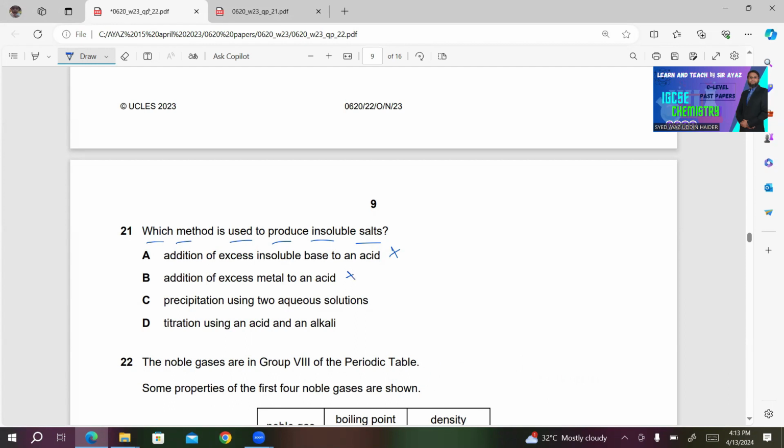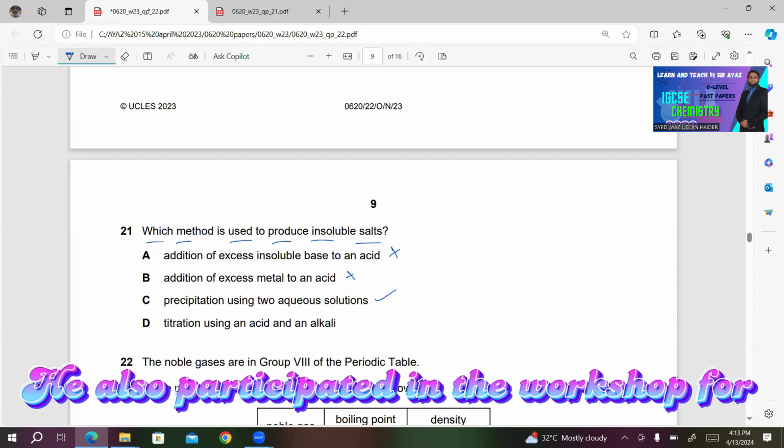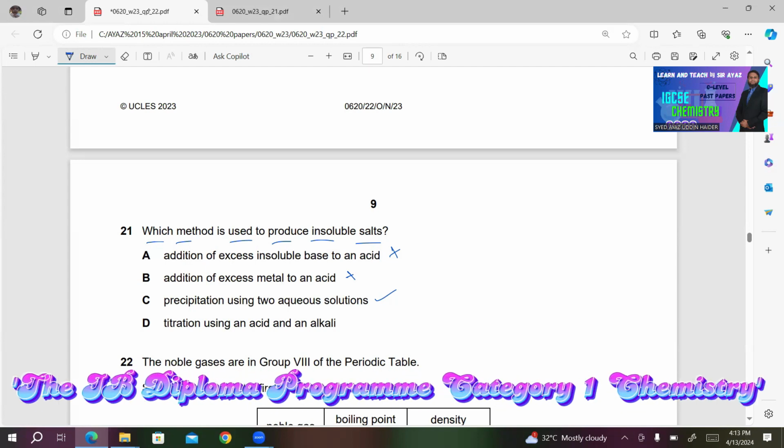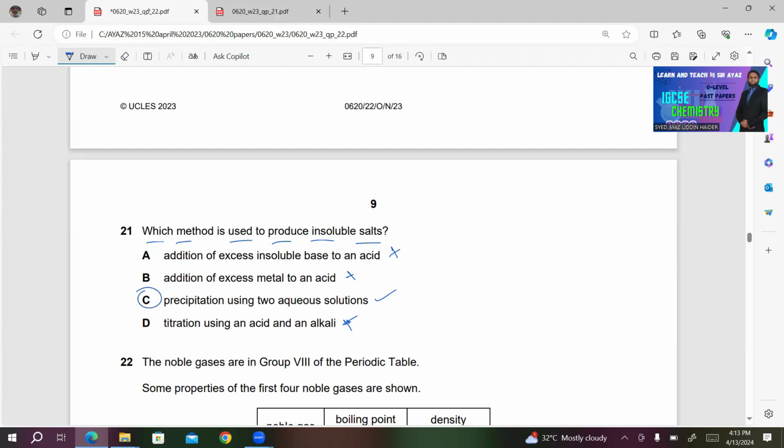C, precipitation using two aqueous solutions. This is correct. Precipitation involves the mixing of aqueous solutions of two soluble salts, or acid and salt. You will get one insoluble salt and soluble salt. For convenience, I am reading the last statement. Titration using an acid and alkali. This is also incorrect. This produces soluble salt. So only C is the right choice in this case.